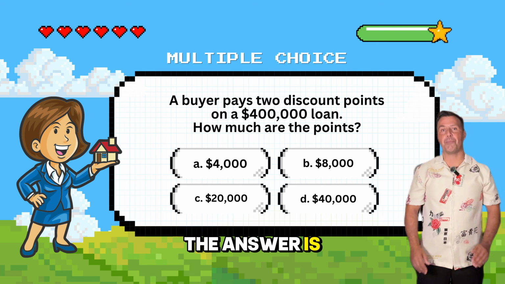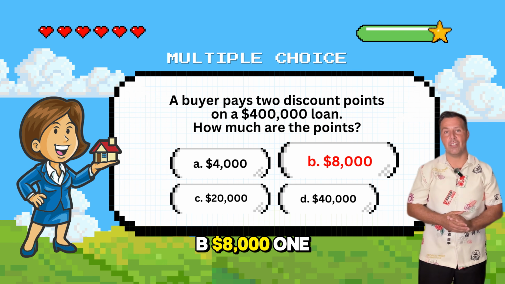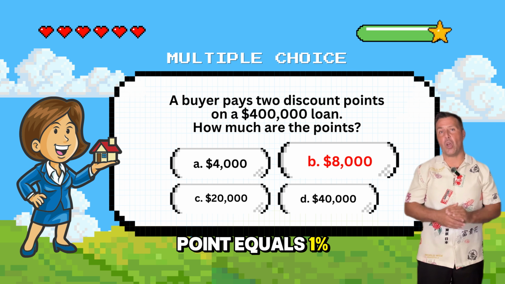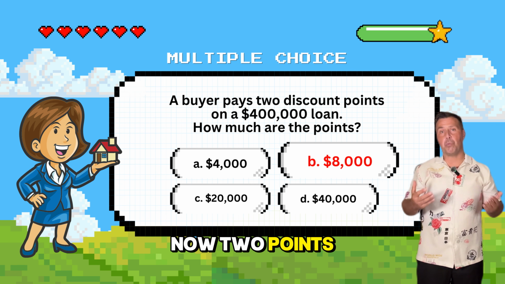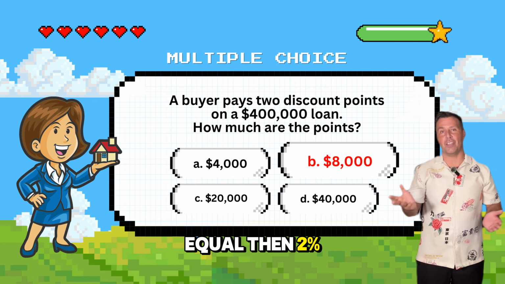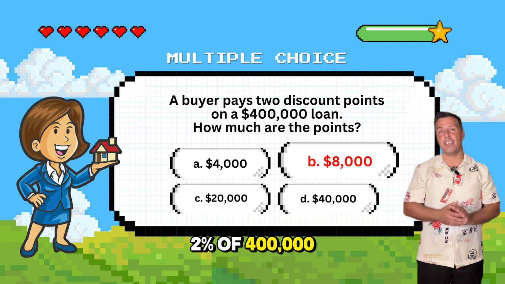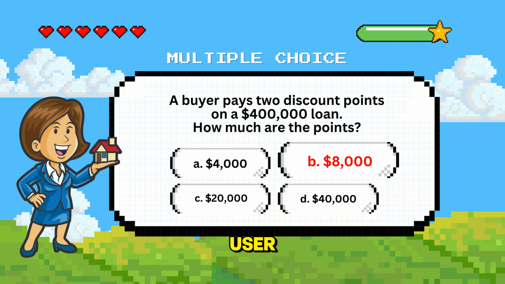The answer is B, $8,000. 1 point equals 1% of the loan amount. Now 2 points equal 2%. 2% of 400,000, that's $8,000.